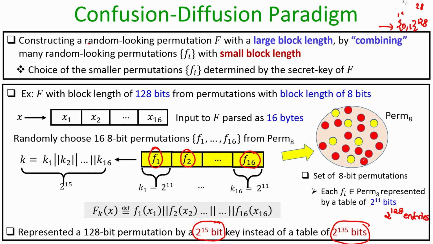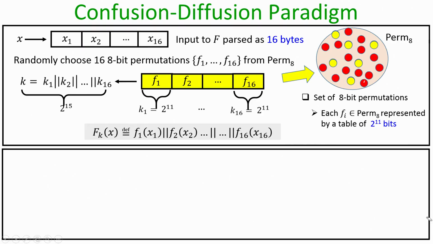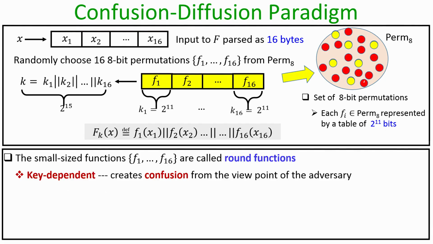Now, you might be wondering why exactly the name confusion and diffusion in this term confusion-diffusion paradigm. What exactly causes confusion and what exactly causes diffusion? So, let us go into the details. This is the way in our example we have constructed the keyed function F_k. The smaller size functions f1, f2, ..., f16 which we have chosen here are called the round functions, and they are dependent on the key.